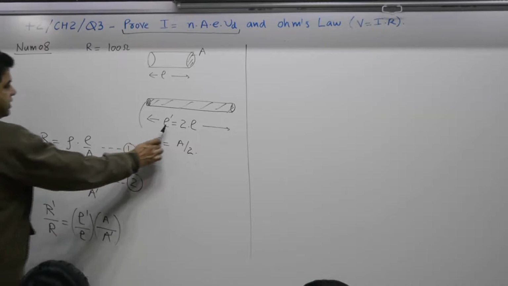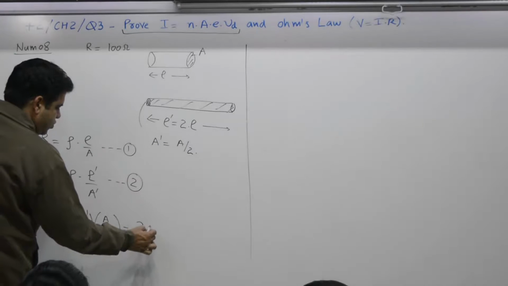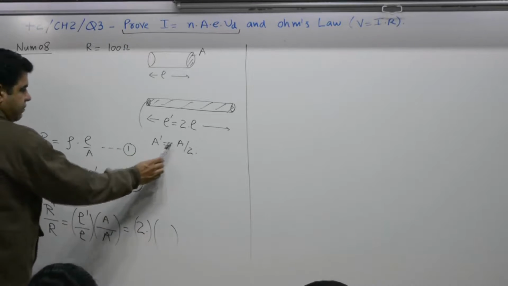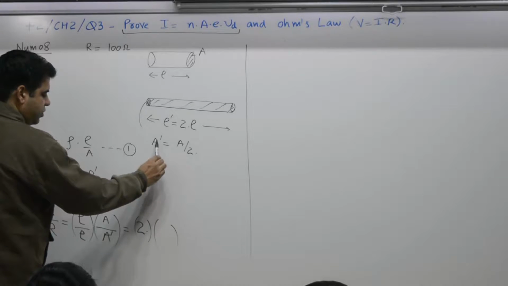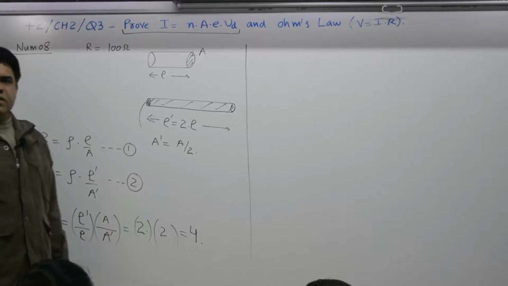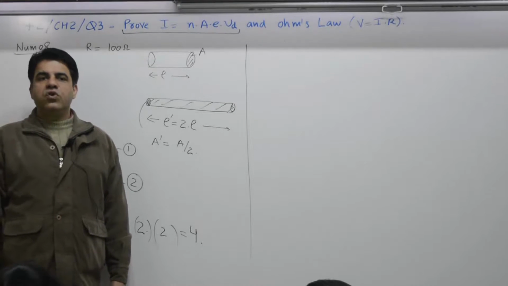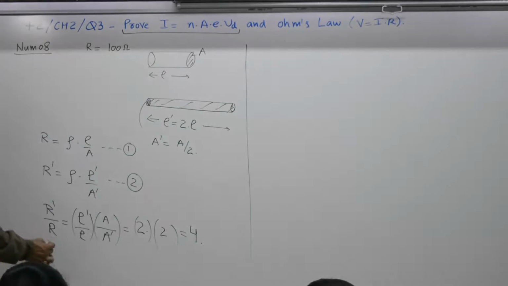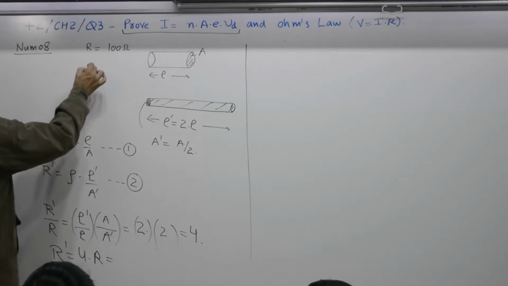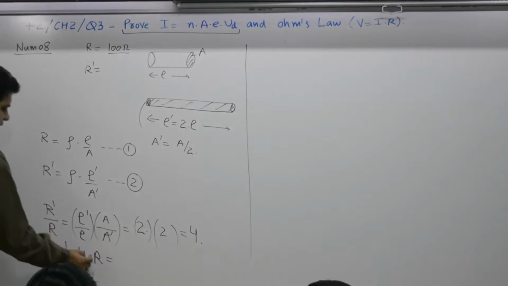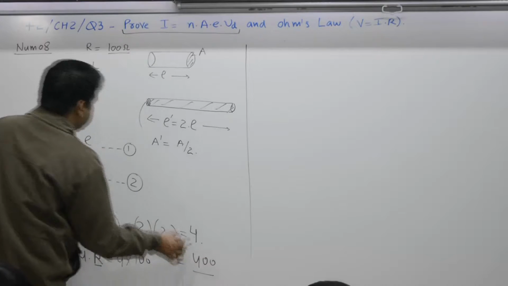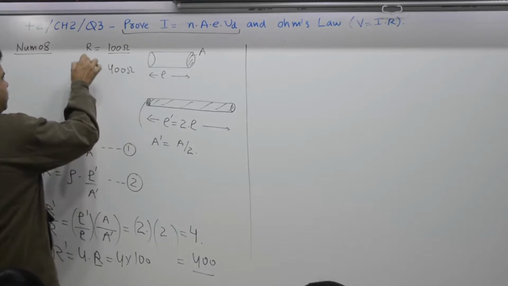L dash by L. L dash is how many times L? 2 times. A dash is A by 2, so A by A dash, A divided by A dash is how many times? 2. What we get is 4. This new wire will have resistance 4 times original. R dash is 4 times R. What was R equal to? 100. 4 into 100 comes out to what? 400. So R dash is 400 ohm.